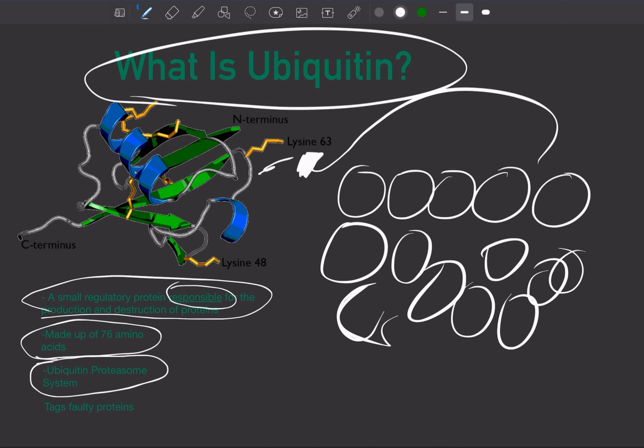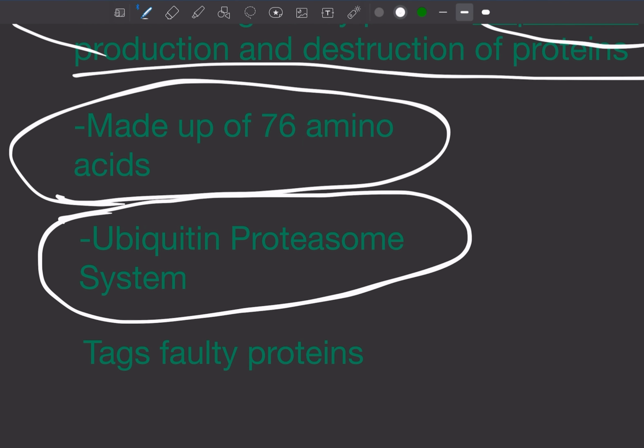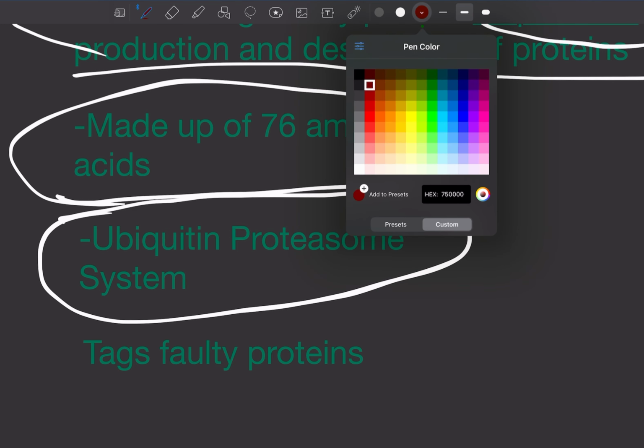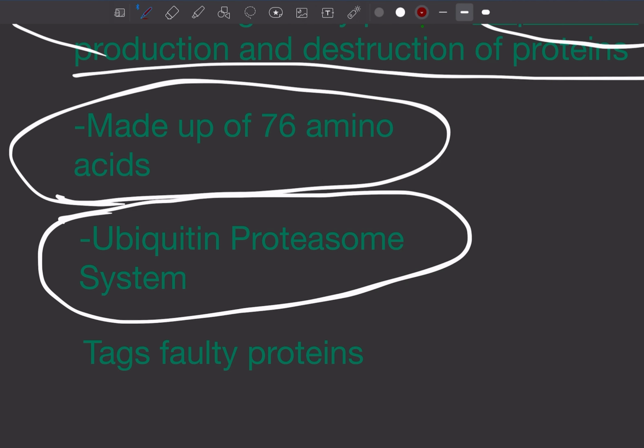And really what I want to do here is zoom in right here, because this is a very, very important part. This is where I said that ubiquitin is a helper. It's part of the responsibility. It tags faulty proteins. So ubiquitin is not necessarily destroying proteins. What it does is tag these proteins that are non-fashionable, right?